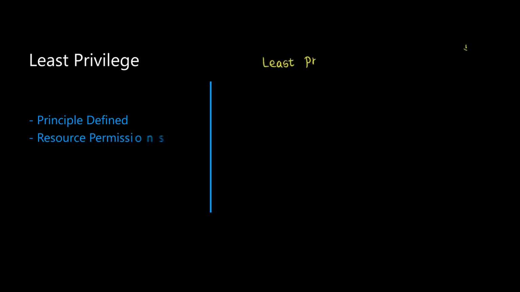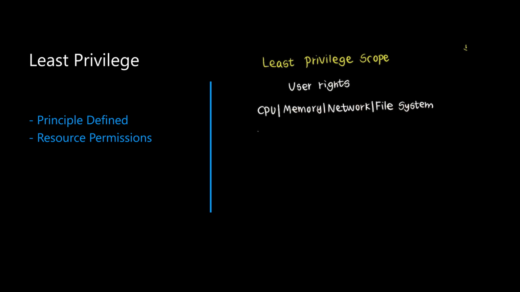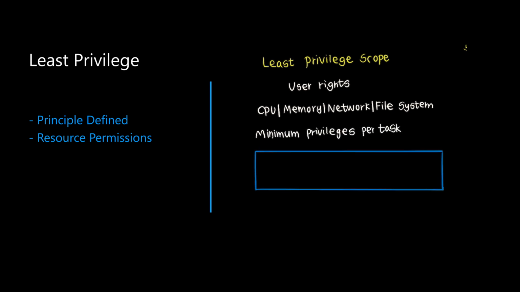Least privilege applies not just to user rights, but to resource permissions like CPU limits, memory, network access, and file system permissions. During the design phase of the SDL, you determine the minimum set of privileges required for each task and restrict users to exactly that domain. The exam will test whether you can identify least privilege as the correct answer when described as granting only necessary rights and permissions.